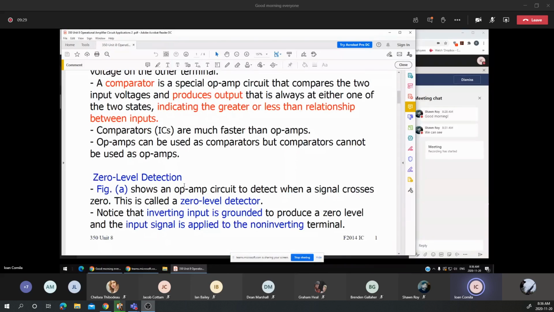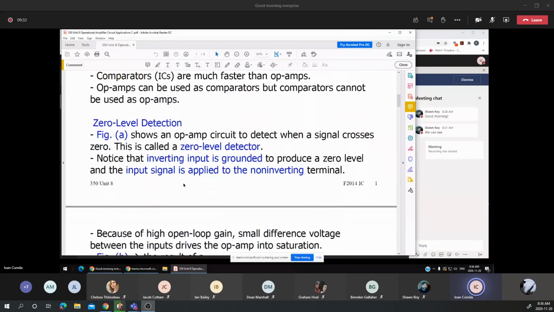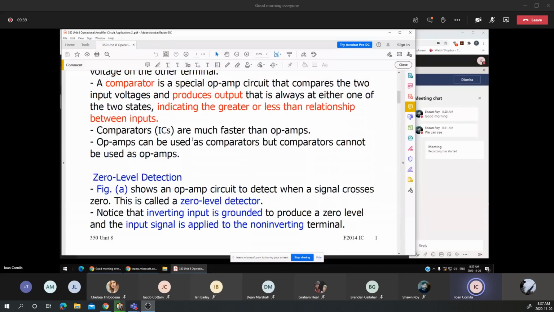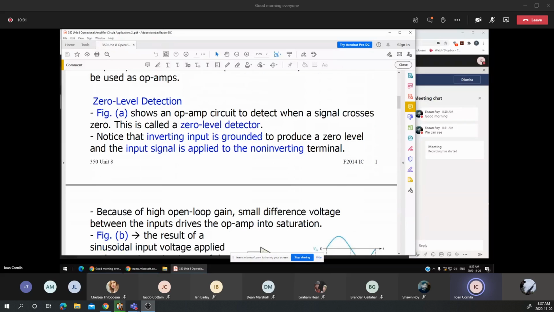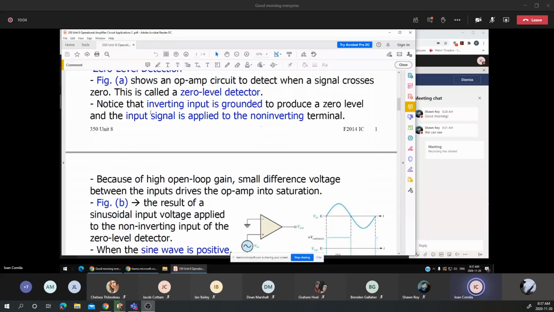Now we'll take just a few examples of how to use an op-amp as a zero level detector. Again, we'll do the same thing in the last lab, but using a comparator. At this point, using a basic op-amp, we are looking for a basic circuit that will detect any voltage that crosses zero. That's why it's called the zero level detector or zero level comparator.